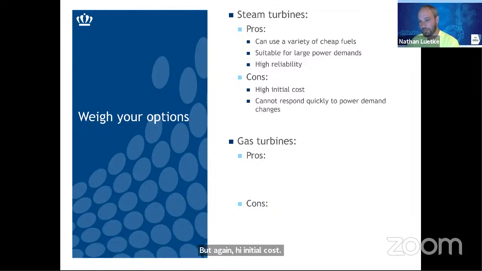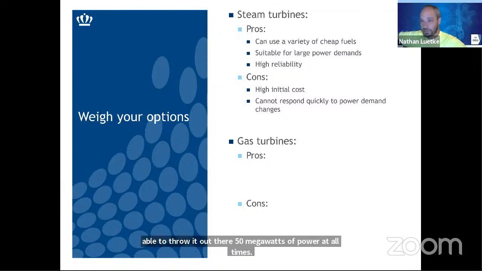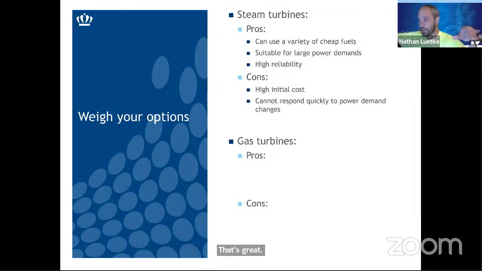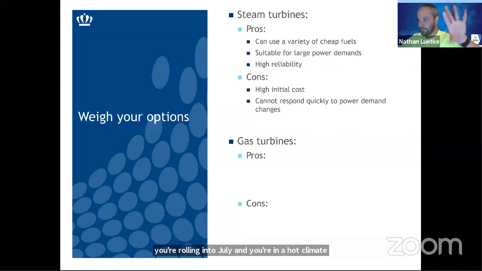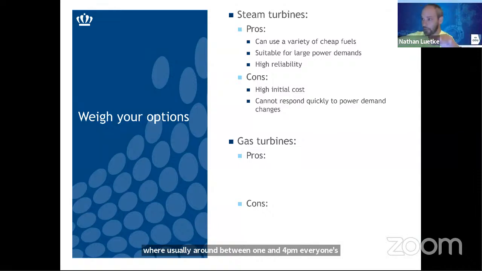The big one here is it cannot respond quickly to power demand changes. So if a city knows it's going to need, say, I don't know if this number is accurate, but let's throw it out there, 50 megawatts of power at all times. That's great. A steam power plant is great for that. But if you know that, say, you're rolling into July and you're in a hot climate where usually between maybe 1 and 4 p.m. everyone's cranking their ACs up, especially during a heat wave, well, a steam power plant is not ideal to respond to that.